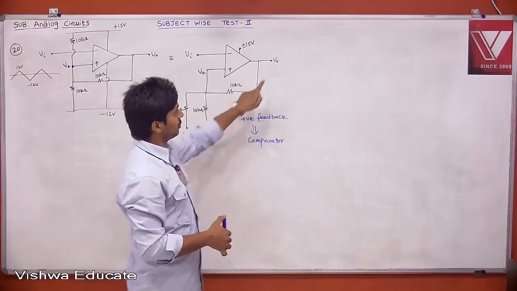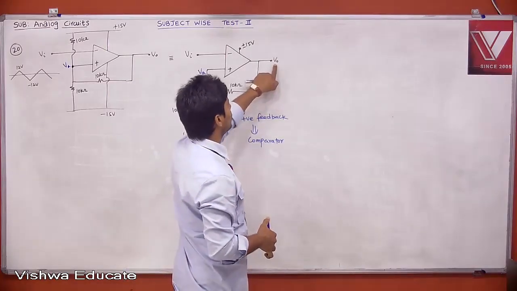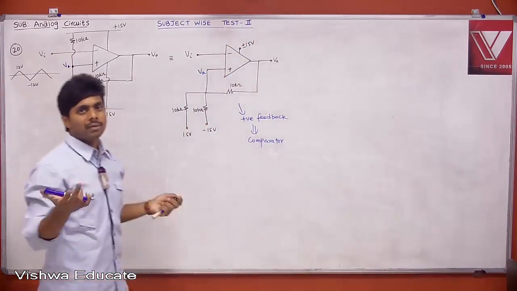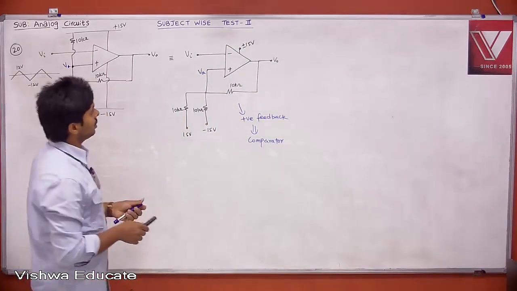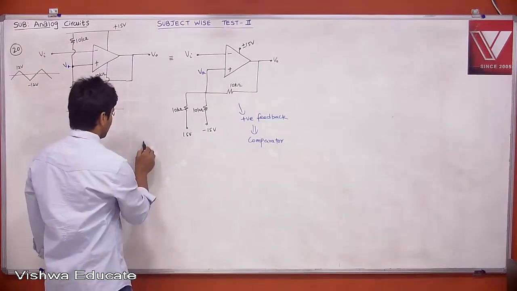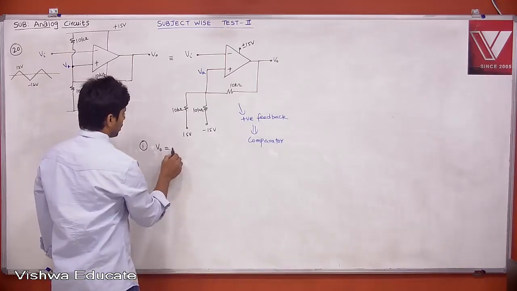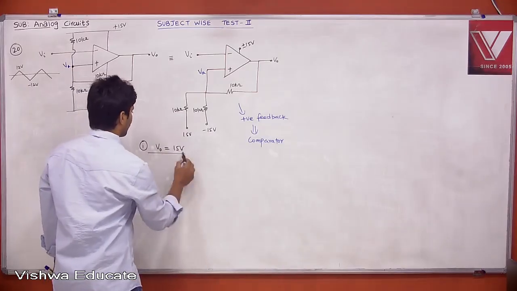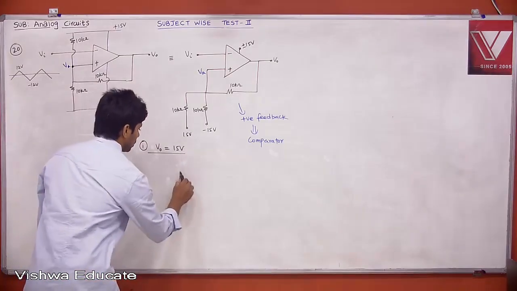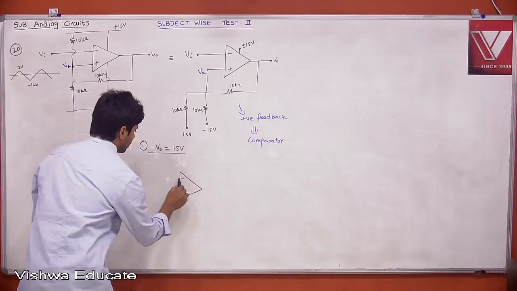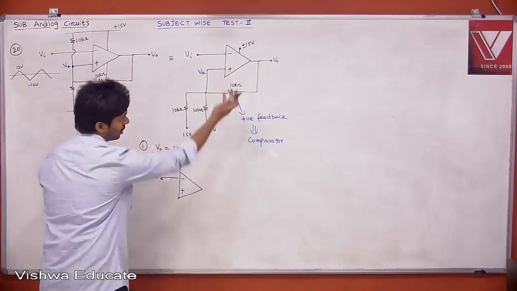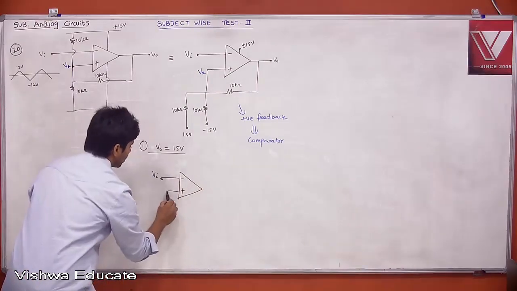Then definitely, your V0 will have either plus 15 or minus 15. You can start with any voltage. Let us say V0 is equal to plus 15. This is your circuit, minus, plus, and this is your VI. We are starting with either plus 15 or minus 15. I am starting with plus 15. Then we will analyze the circuit.